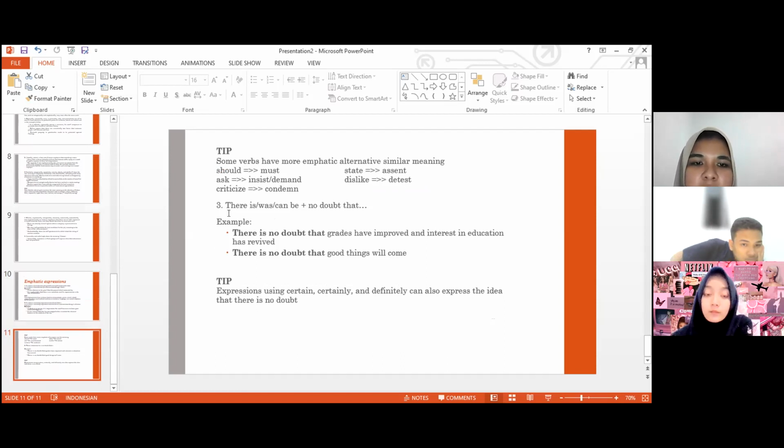And number three is there is or was or can be plus no doubt that. The example is there is no doubt that grades have improved and interest in education has revived, and there is no doubt that good things will come. And the tip is expressions using sentence adverbs, certainly and definitely can also express the idea that there is no doubt.